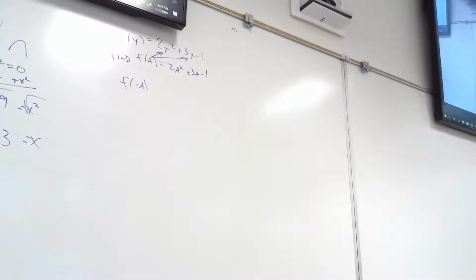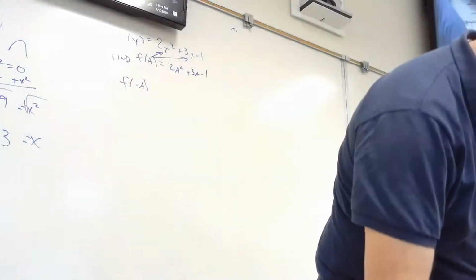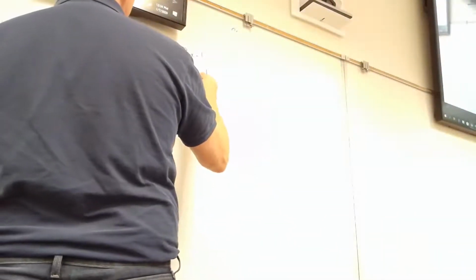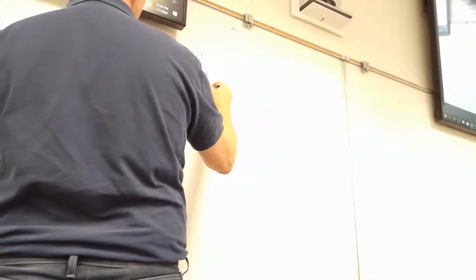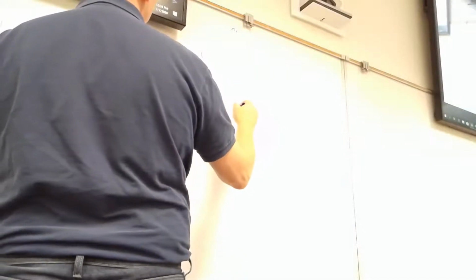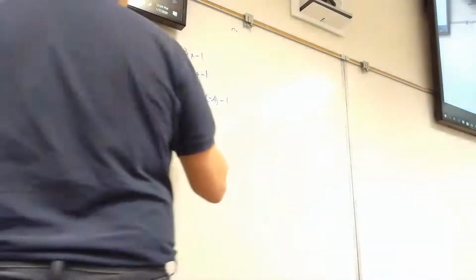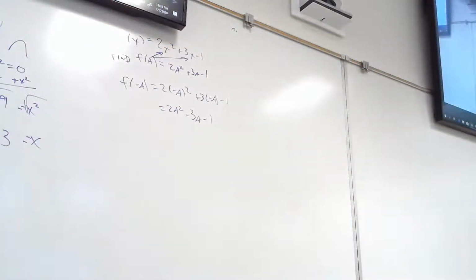Right. Daniel. Okay? So can you find f of minus a? That'd be 2 times negative a squared plus 3 times negative a minus 1. So negative a squared is positive a squared. So this becomes 2a squared. Positive 3 times negative a, say negative 3a minus 1. Okay, not too bad. You can do that on the quiz tomorrow.